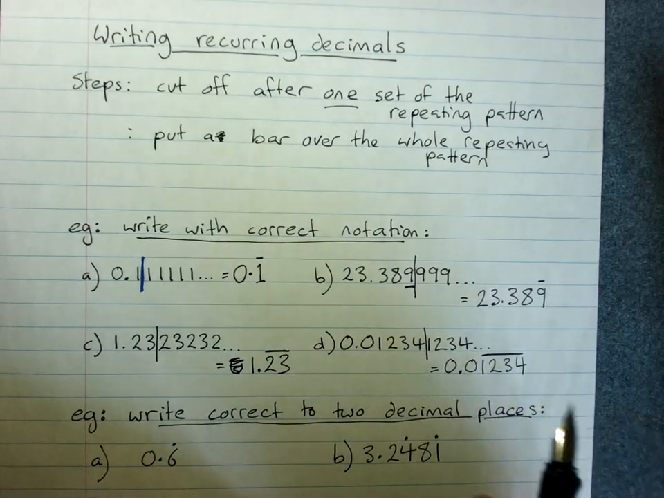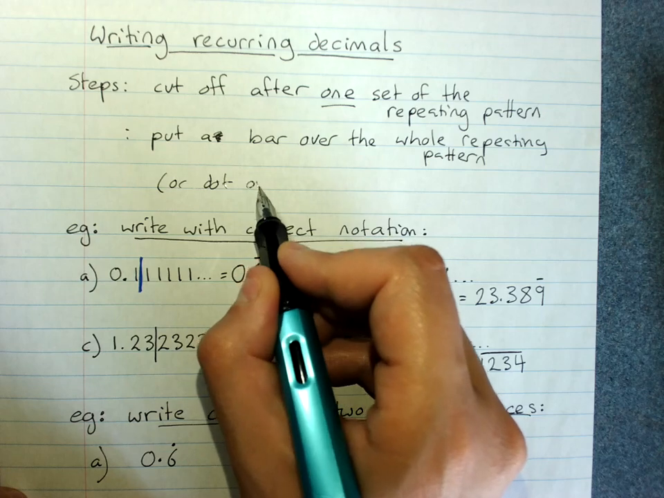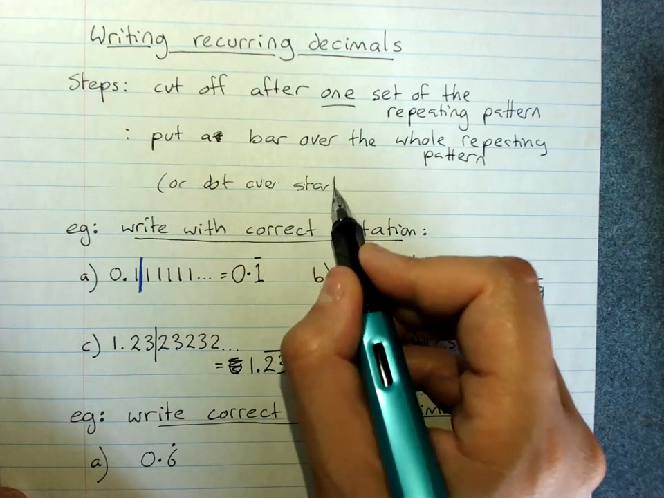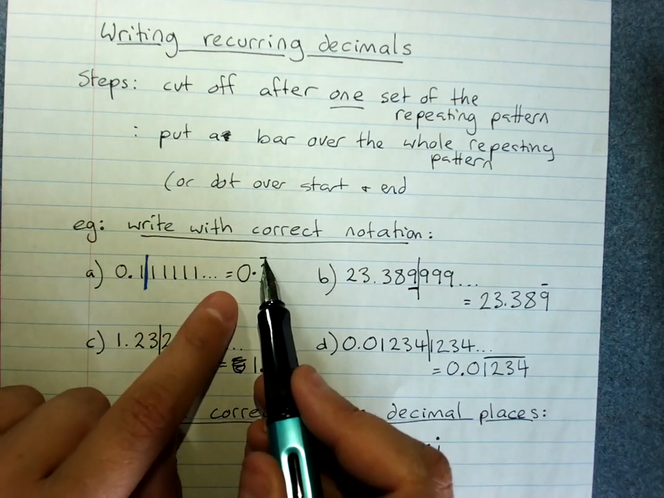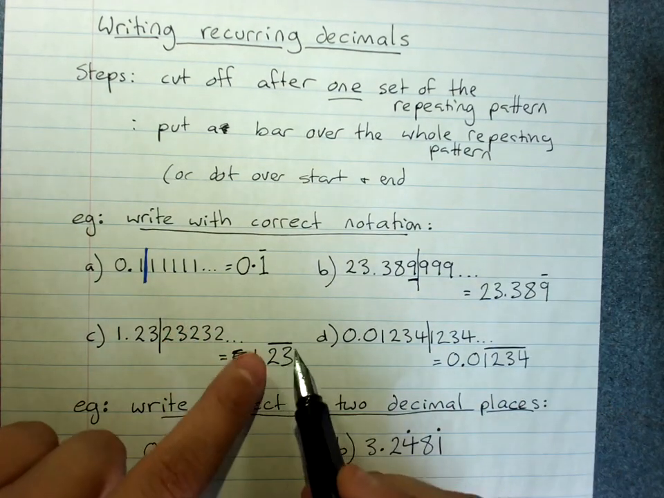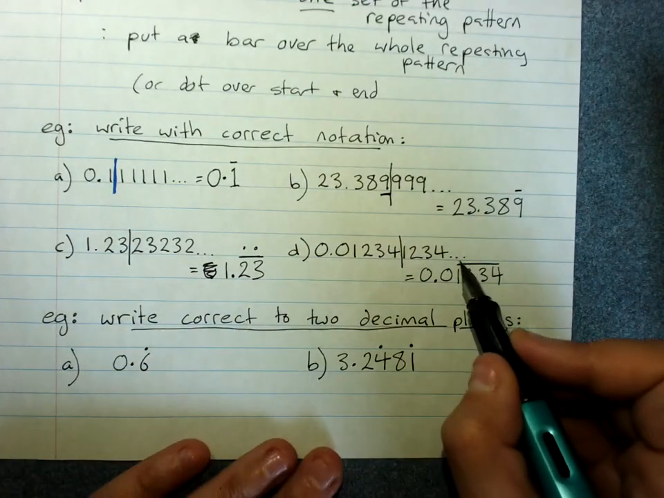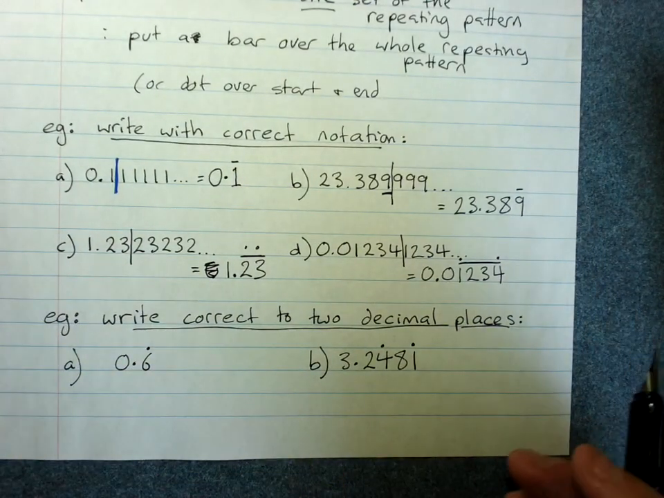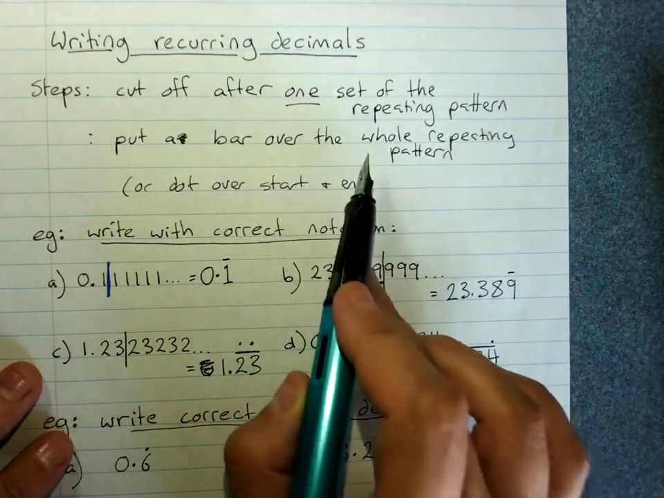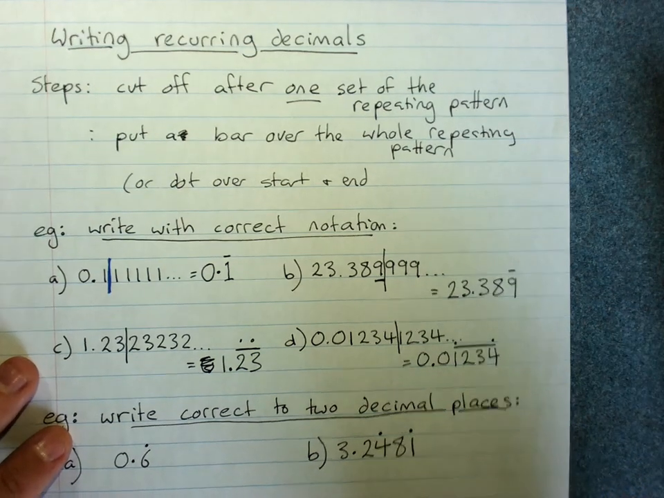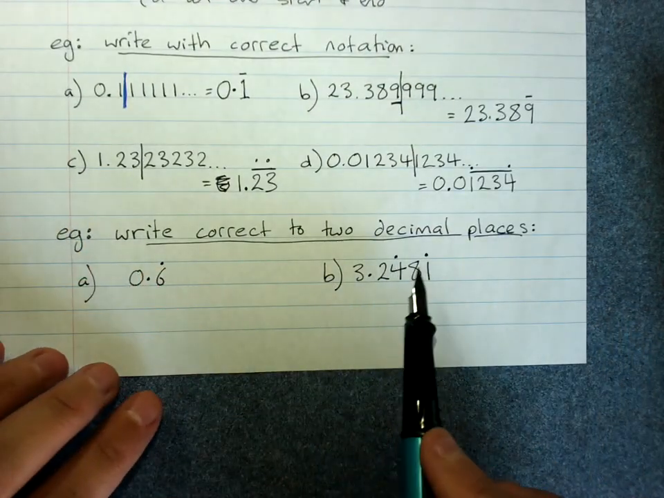Now some versions do put a dot over start and end. So I'd put a dot there, I'd put a dot there. Here I'd put a dot above each one. Now it looks like a face. Here I'd put a dot at the start and the end, but that's harder to remember. So just saying put a bar over the whole repeating pattern is fine. But we do need to know the dot notation because here it is.